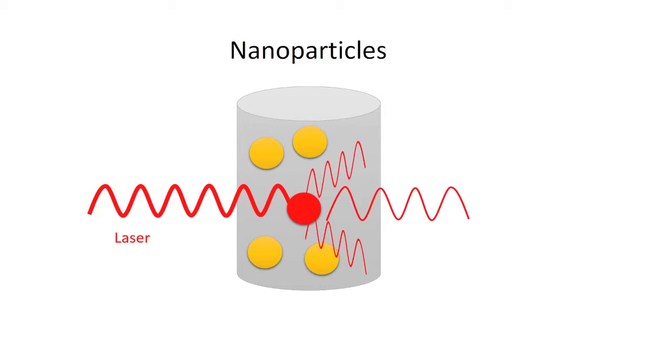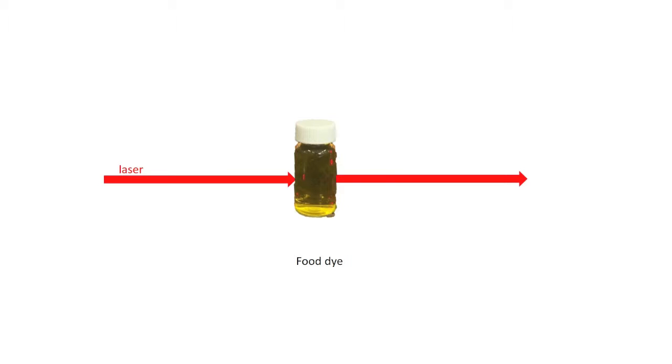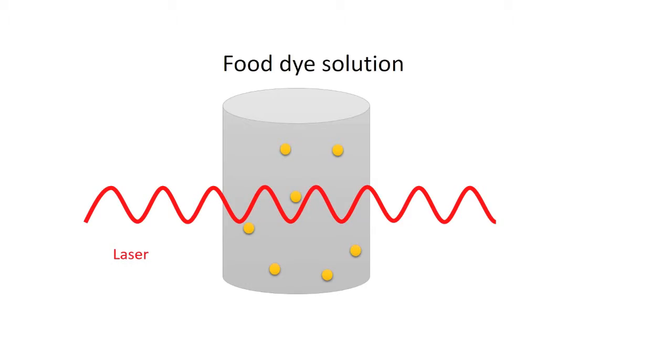Compare this to how a laser passes straight through a solution of yellow food dye. You can see the light at the other end, but you can't actually see the light passing through the sample itself. This is because the solution of food dye has particles that are too small, so they allow light to pass straight through. How do we make this?